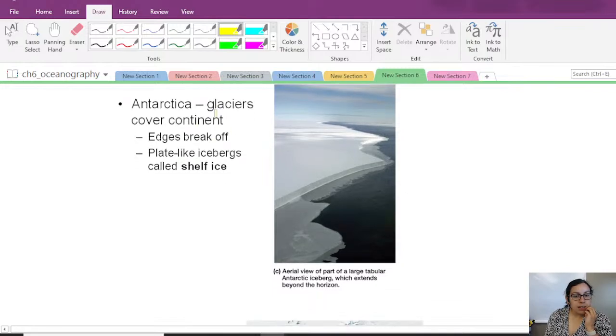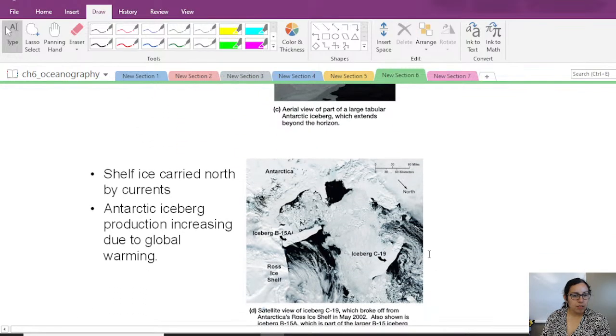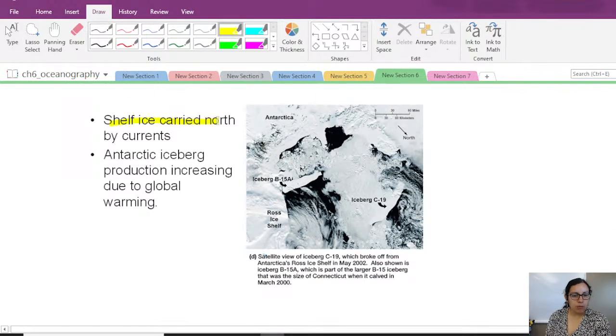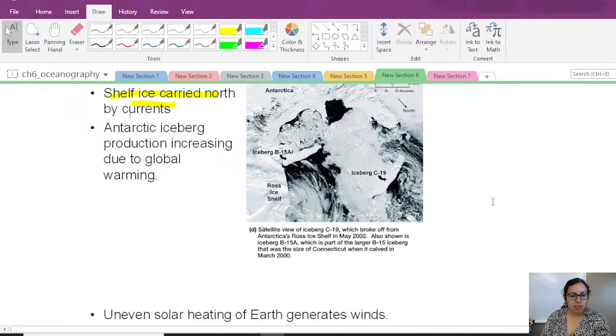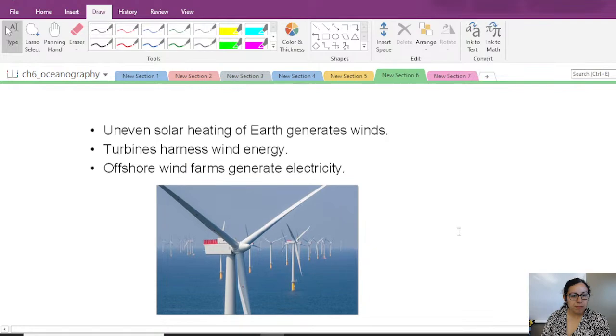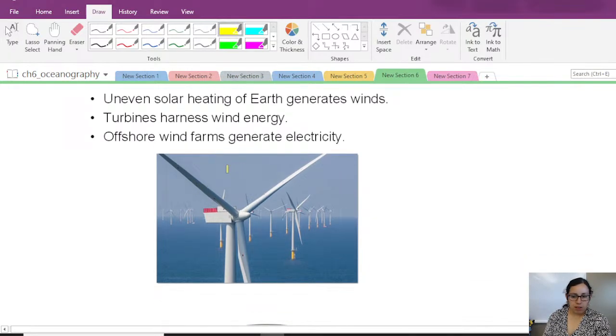So Antarctica, again, glaciers cover that whole continent, and the edges can kind of break off. We have our shelf ice, and then our shelf ice, of course, would be carried by the currents. And I don't know, people say all sorts of different things with global warming, blah, blah, blah.